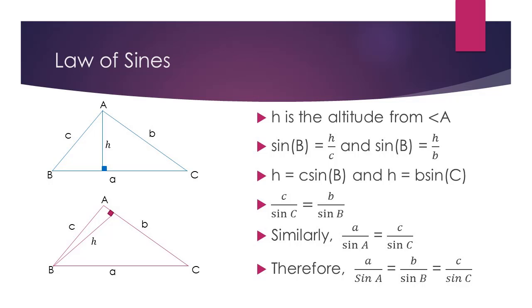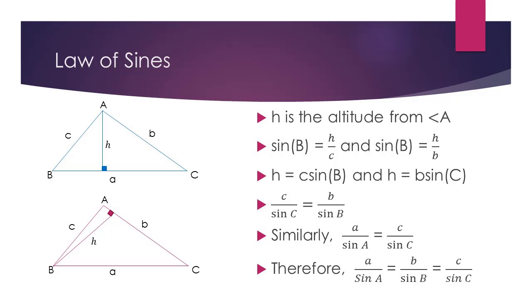If we solve for h, we get that h is equal to c sine of B, and h is also equal to b sine of C. Since both of these equal h, they also equal each other. So we set them equal to each other, and then we can divide each side by sine of B and sine of C, giving us c over sine C is equal to b over sine B.